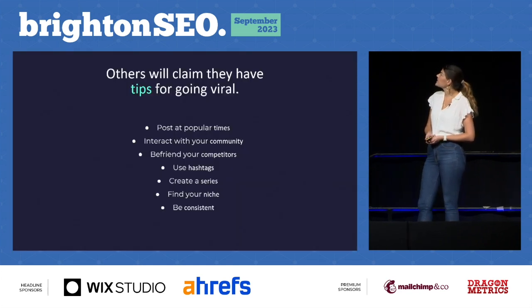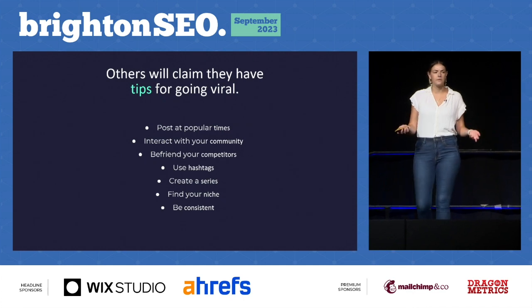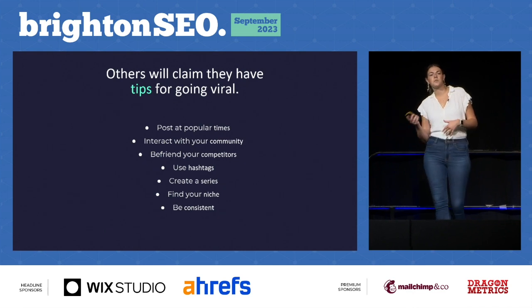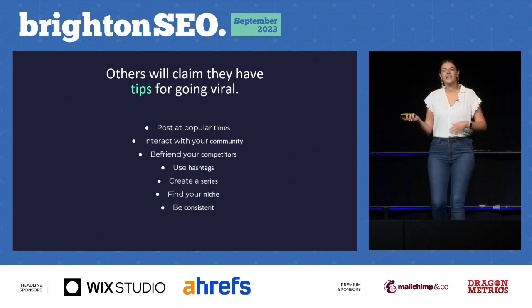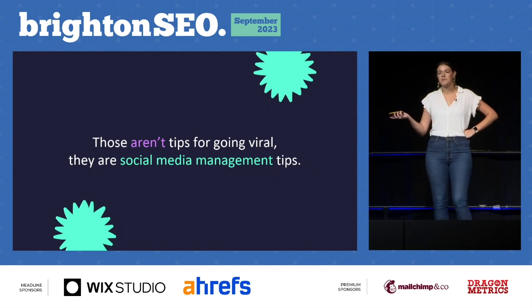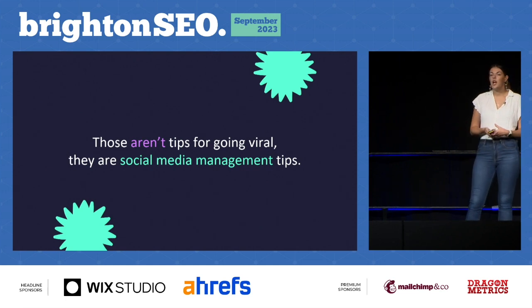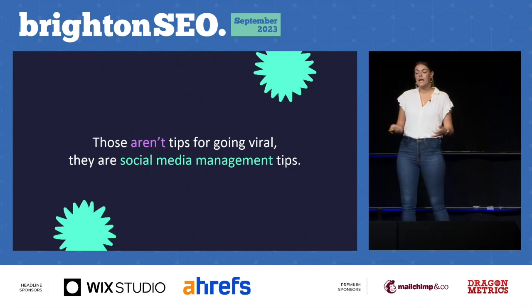Okay, so first thing is that other people will claim they have tips for going viral. So if you were to just hop on Google and search, how do I go viral on TikTok, this is the stuff that you might see: post at popular times, interact with your community, have a niche, be consistent, all that kind of stuff. And I hate to break it to you, but these aren't tips for going viral. These are actually just basic social media management tips. So whoever your social media manager is, they should already be doing all of those things pretty much day to day, at least every other day. This is just the bare minimum, not necessarily the things required to make viral content.